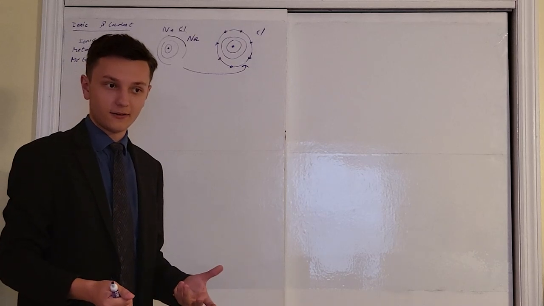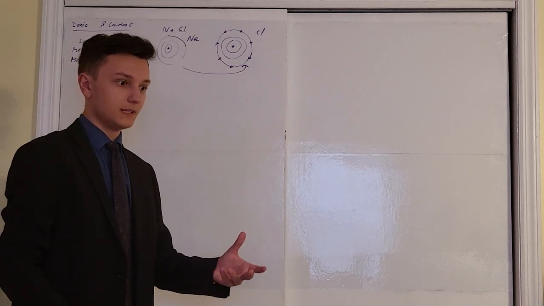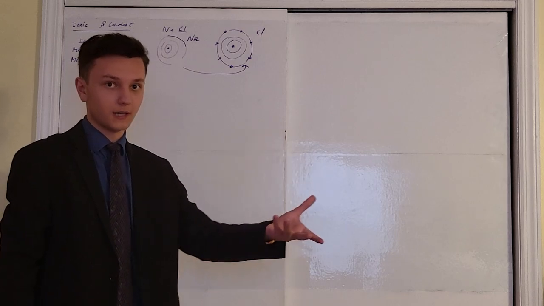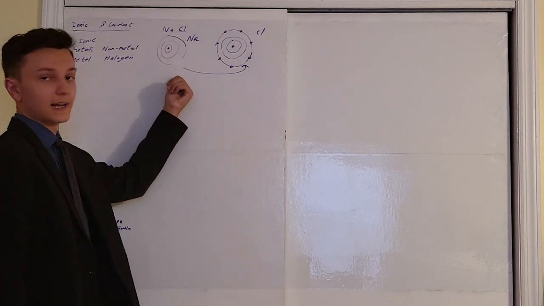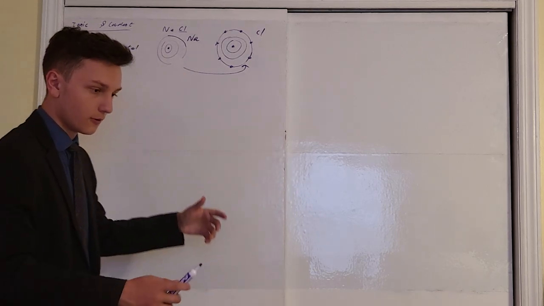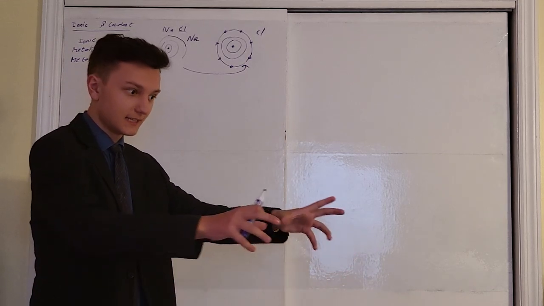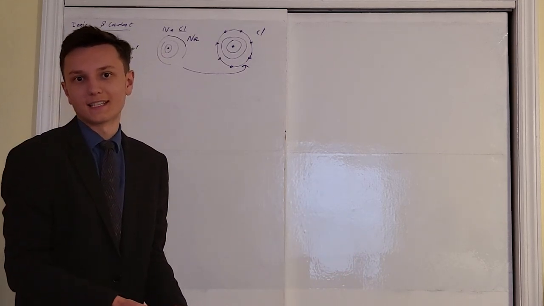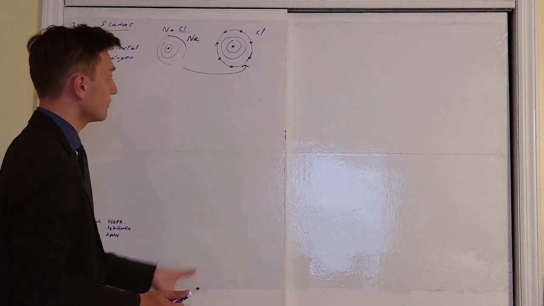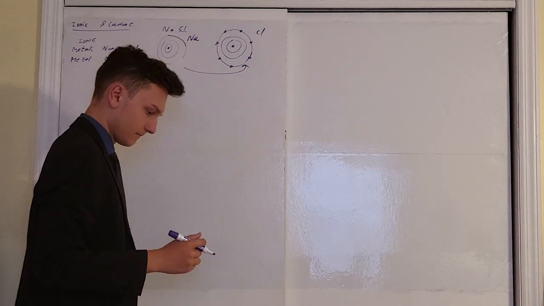And if we remember from the Aufbau principle, all of the previous energy levels fill up before we put that electron there. Therefore, removing that electron exposes the complete octet underneath. So now sodium has a complete octet.